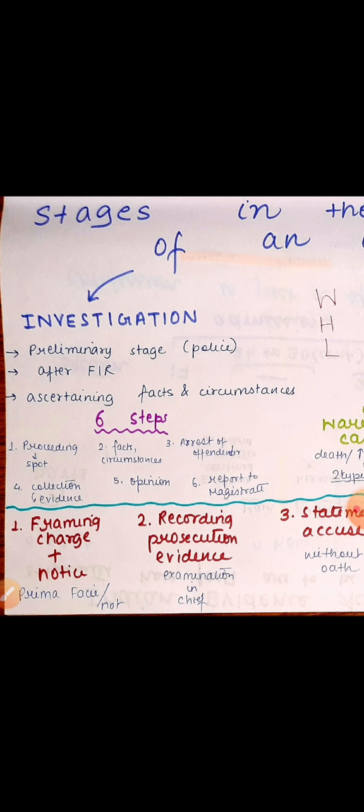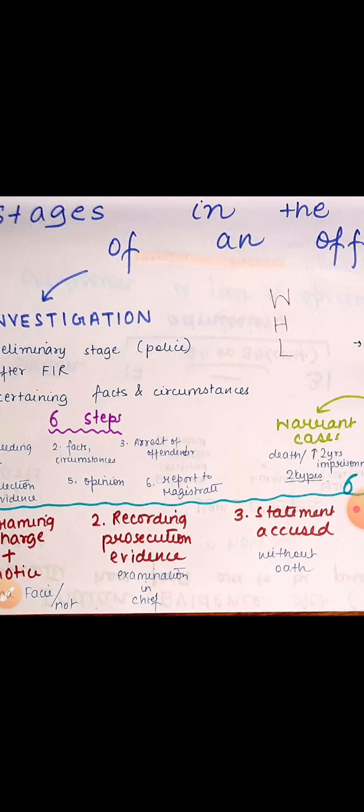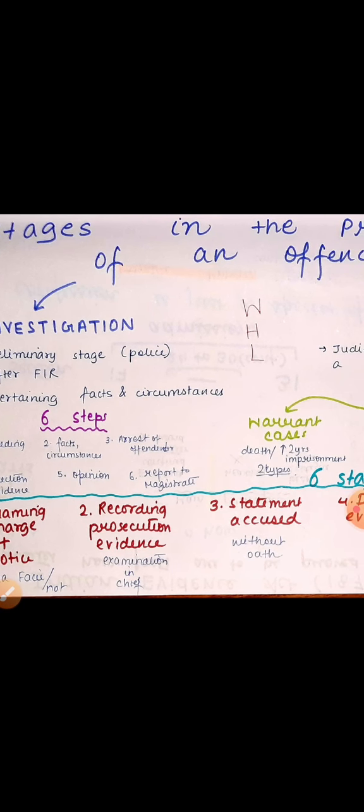First and foremost, proceeding to the spot where the offense has taken place, ascertaining facts and circumstances, arrest of the suspected offender, collection of evidence, forming an opinion. The police will form an opinion as to what had actually happened, whether a prima facie case arises or not. These things will be decided. An opinion will be formed. That's the 5th stage. Last but not the least, the police has to report to the magistrate who is dealing with the case.